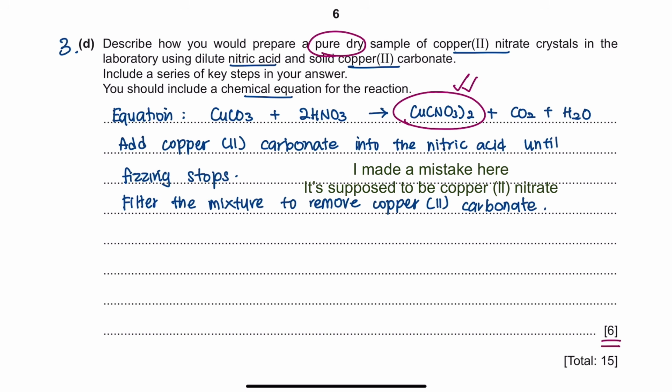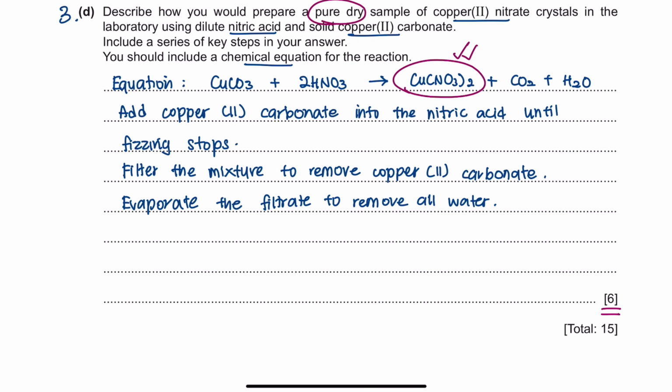Now that you have removed your copper carbonate after filtering it, the next step would be, as usual, to evaporate your filtrate to remove all the water components. Now after you have evaporated your filtrate to remove all water, your sample of copper nitrate right now would be very concentrated.